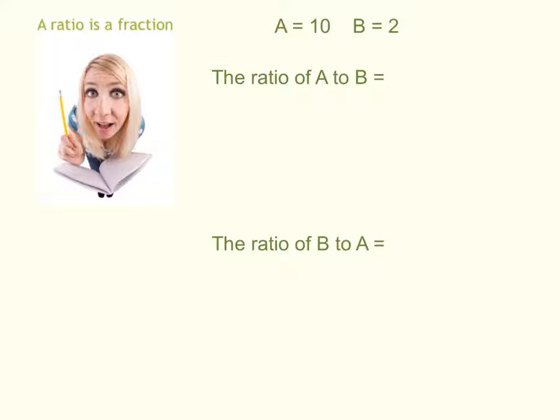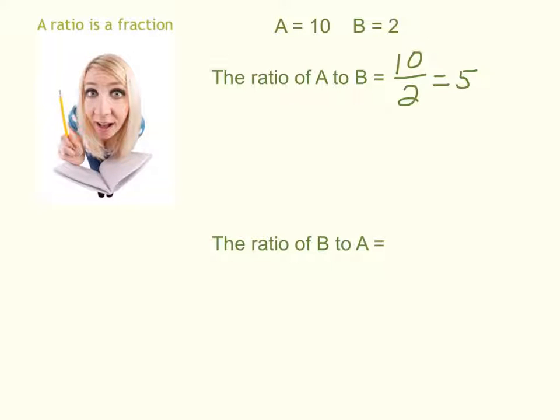If I want to write the ratio of A to B, I'll write the fraction with the A on top. If A is 10, the value of A goes on top. B is 2, the value of B goes on the bottom. And then as in any fraction, if I write it, I don't leave it unreduced. You have to simplify your fractions. And 10 over 2 reduces to just 5.